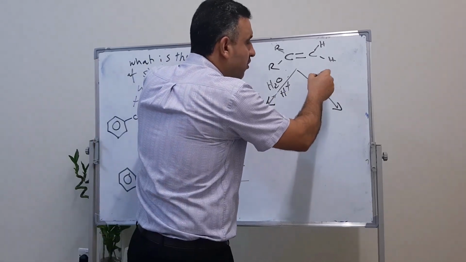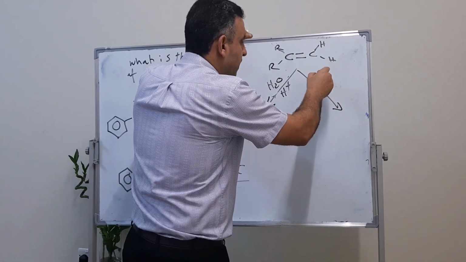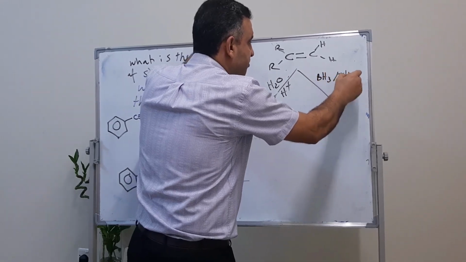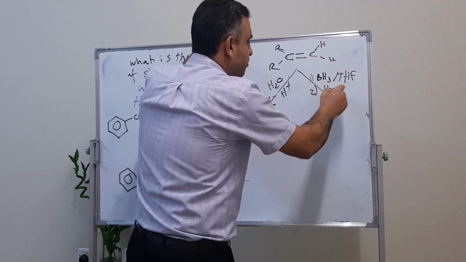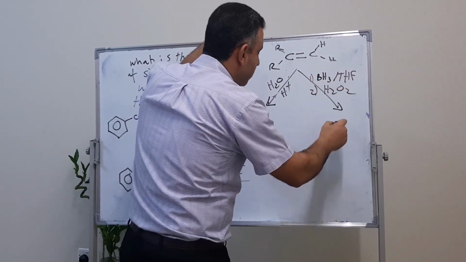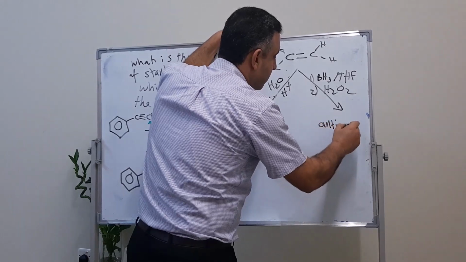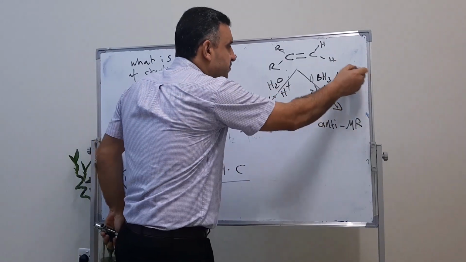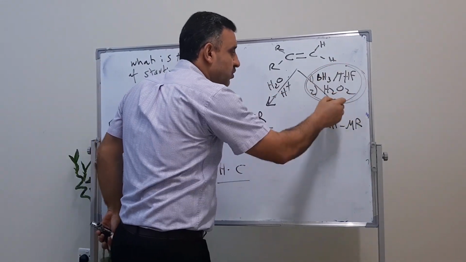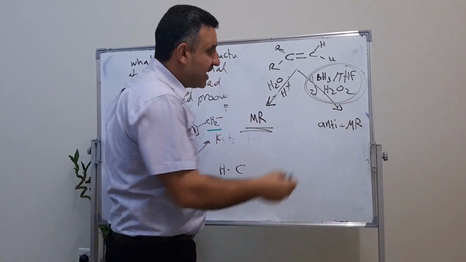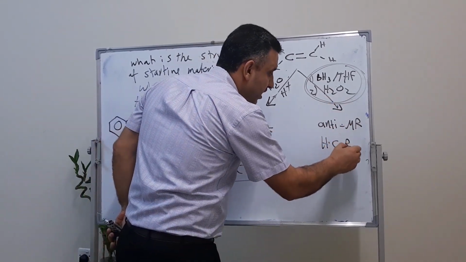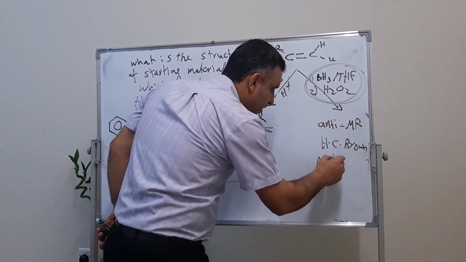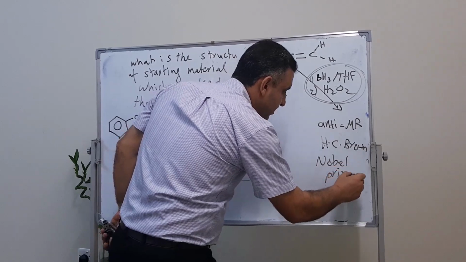While if we use hydroboration oxidation, which is BH3 in THF first, second with H2O, then what we are going to get is the anti-Markovnikov rule. Do you follow me? So you can see, this is the only procedure which leads to anti-Markovnikov. That's why H.C. Brown, who invented this method, was awarded the Nobel Prize for this achievement.